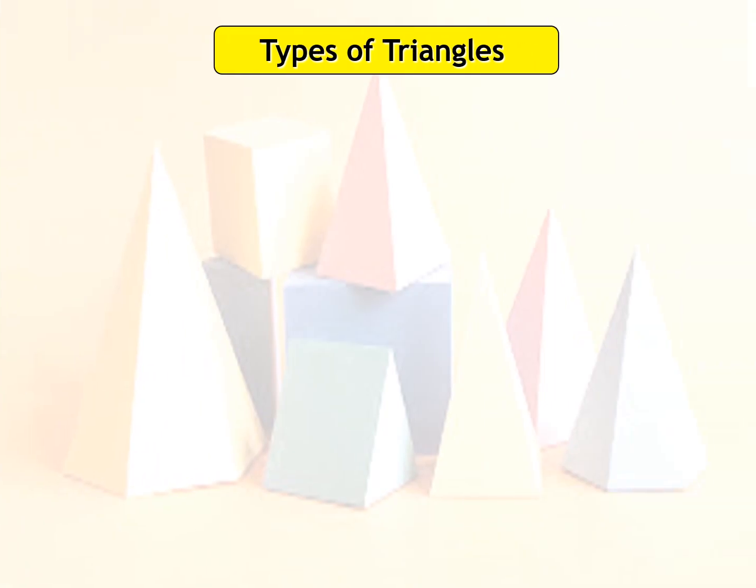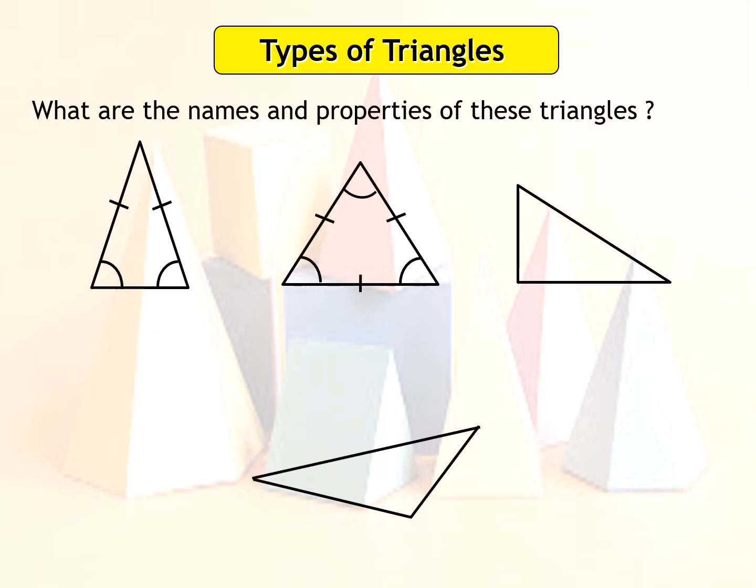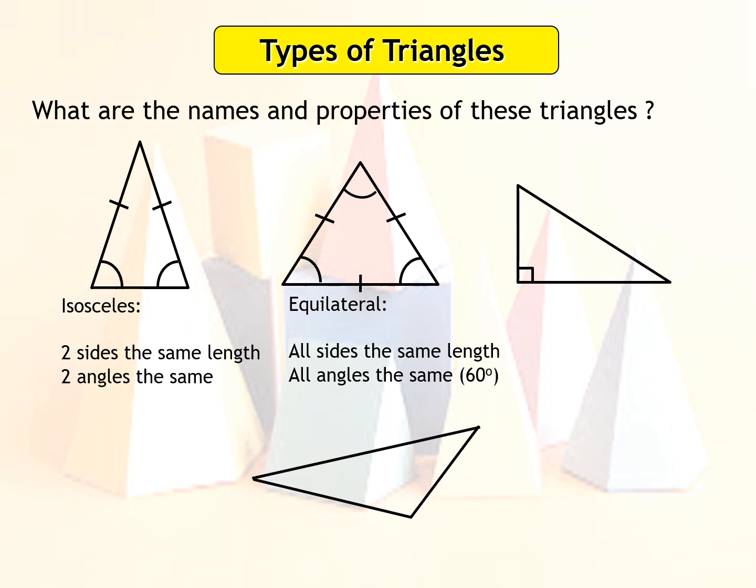So let us move on to types of triangles. What are the names and properties of these triangles? For the first triangle, it is an isosceles triangle. Two sides are of the same length and two angles are the same. The second triangle is an equilateral triangle: all sides the same length, all angles the same, which measures 60 degrees. So 60 plus 60 plus 60 is equal to 180 degrees, which we shall discuss later on, the sum of interior angles.